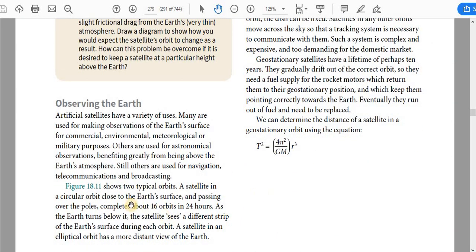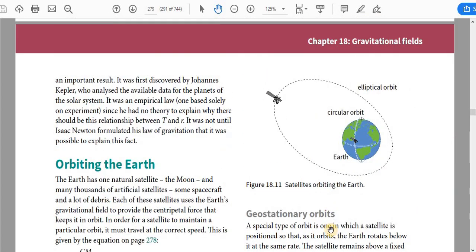A satellite in a circular orbit close to the Earth's surface and passing above the poles completes about 16 orbits in 24 hours. Okay, so we call this actually a polar orbit. Okay, so there are different satellites. We have geostationary, we have polar. Later on you will learn this. As the Earth turns below it, the satellite sees a different strip of the Earth's surface during each orbit. That is actually this satellite.